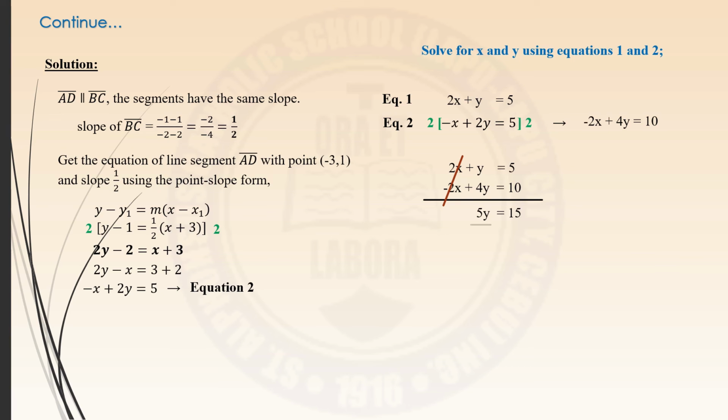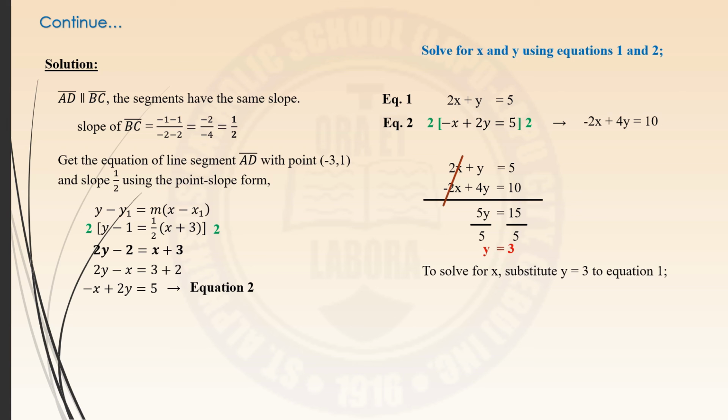Now, we are going to divide both sides of the equation by 5 so that y will be isolated. So 5y divided by 5, the answer is 1y or y. 15 divided by 5, the answer is 3. So our y is equal to 3.